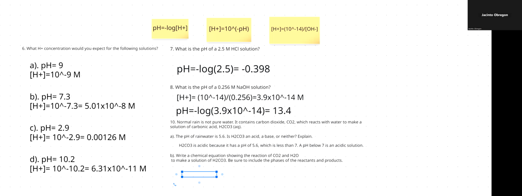Remember our arrow to form H2CO3, carbonic acid, and an acid is always aqueous, so it's dissolved in the water. Okay. So that's what they mean when they say include the phases of the reactants and products. It's everything in these parentheses. Carbon dioxide gas reacts with liquid water to form carbonic acid, which is aqueous in solution.